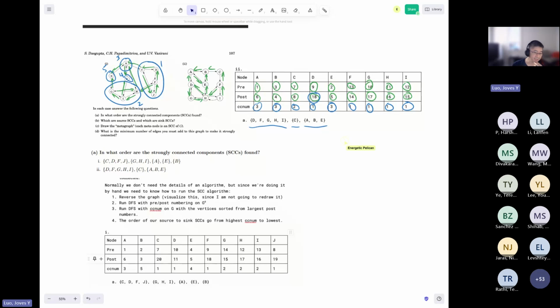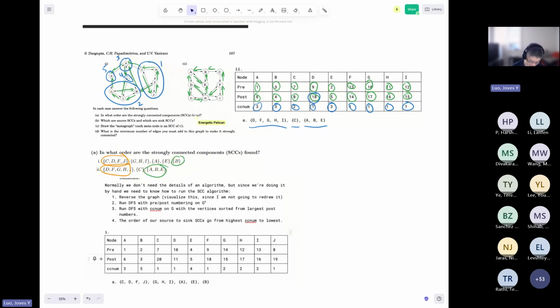Your source SCCs are going to be listed, I think, at the end here, right? Yeah, so if you take a look here, the way SCCs are discovered, remember, is from sink to source. So if you take the ordering from when they're discovered, since sinks are discovered first, we know immediately that the sinks are going to be this one and this one. And we know immediately that sources are going to be this one and this one.